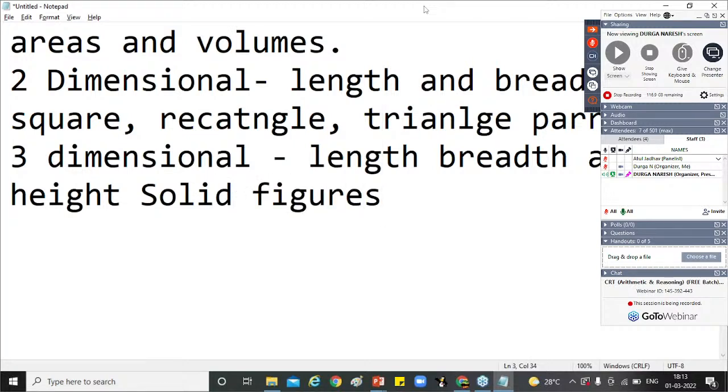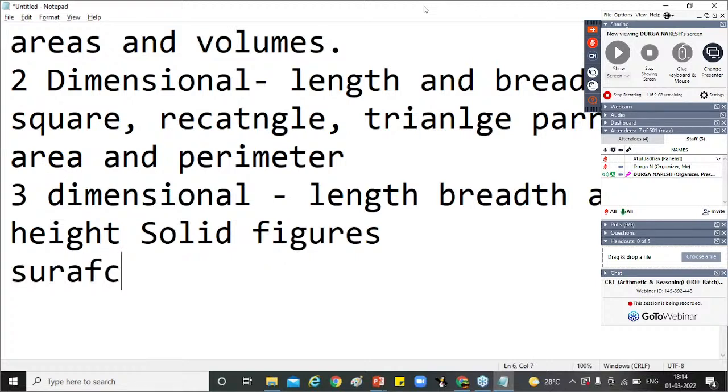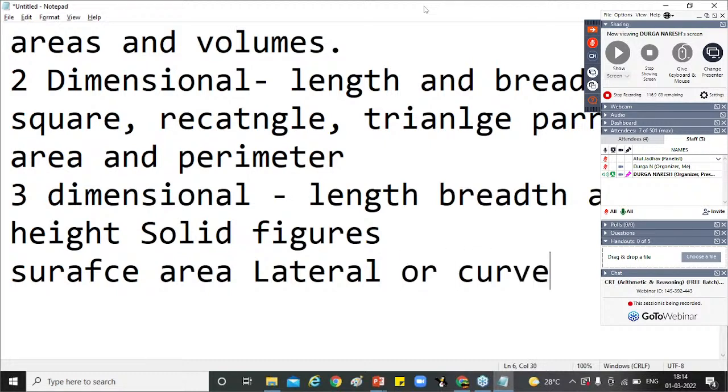For two-dimensional, we need to focus on area and perimeter. But for three-dimensional, we need to focus on surface area, that may be the lateral or curved surface area. I will explain what is lateral and what is curved also. Don't worry. And the next one is the volume. So these are the things we have to focus on for three-dimensional. We don't need to find the perimeter. Okay. Write down.